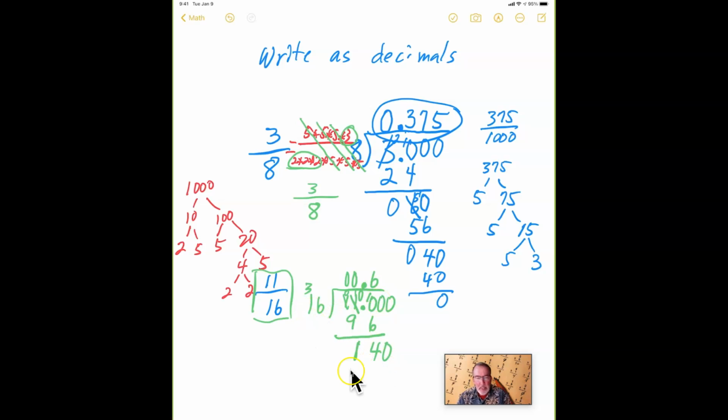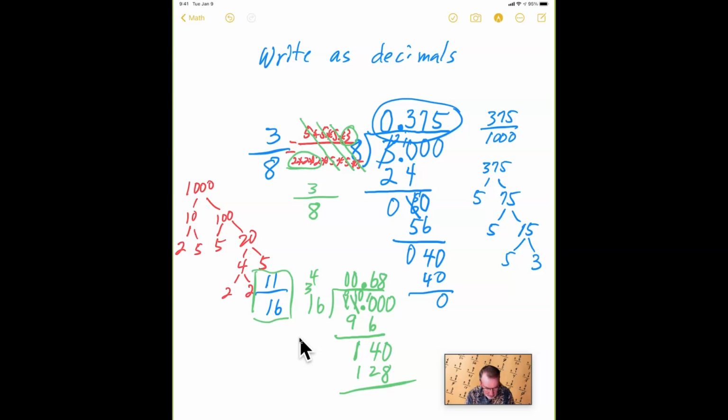How many times will 16 go into 140? Well, we just saw that 10 times 16 would be 160, which is 20 too many. So we need to go 2 less than that, which would be 8. Let's try 8. 8 times 6 is 48. Carry the 4. 8 times 1 is 8 plus 4 more is 12, so 128.